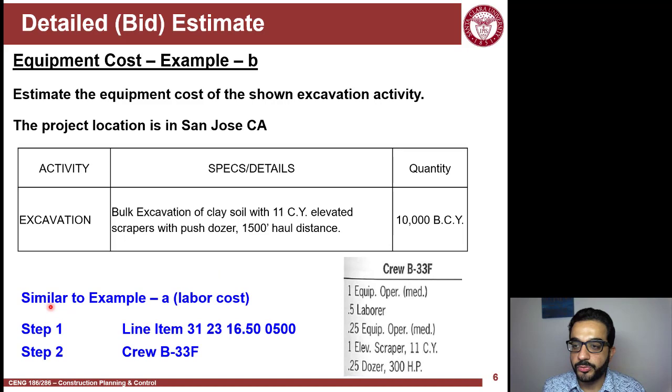From the previous video, we learned how to identify the line items. We found it's line item 31 23 16.50 0500. This line item corresponds to a crew called B33F, which includes equipment operators, half a laborer, and we explained what half labor means. And this crew has two pieces of equipment: scrapers, and this dozer.